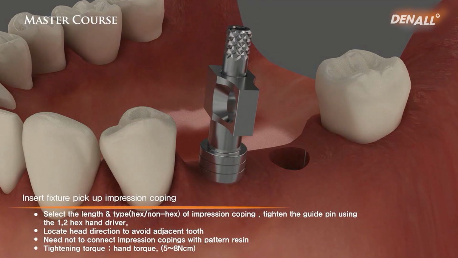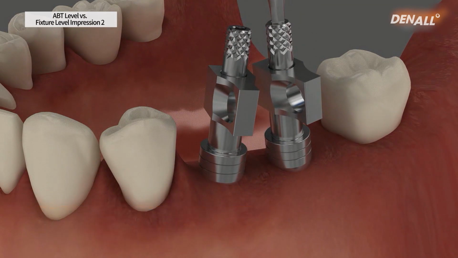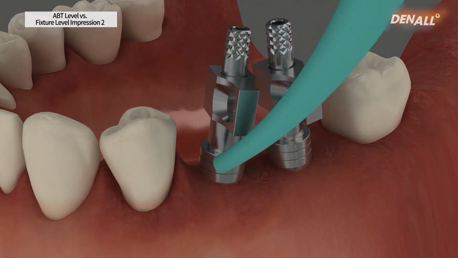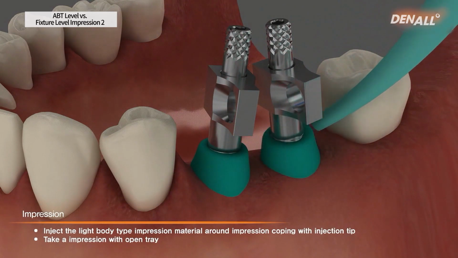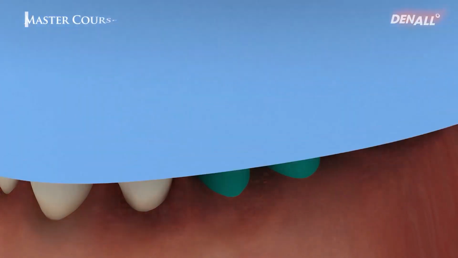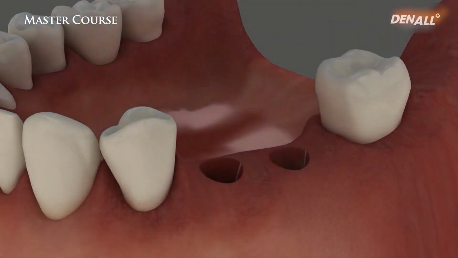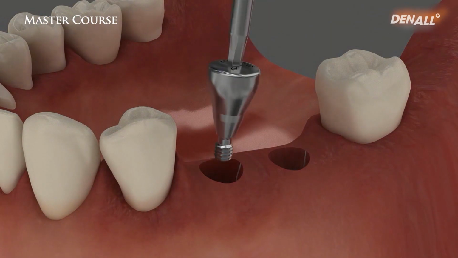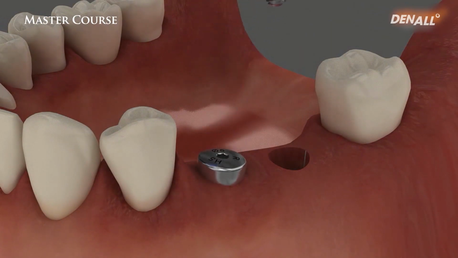So you have to put the hex correctly and then connect. It's the same method as taking impression of natural teeth, meaning you use a light and heavy body. And here you need a hole in the tray. You need an open tray, so after the impression is seated, you can unscrew it before removing the impression. And then you deliver healing abutment into the mouth again.